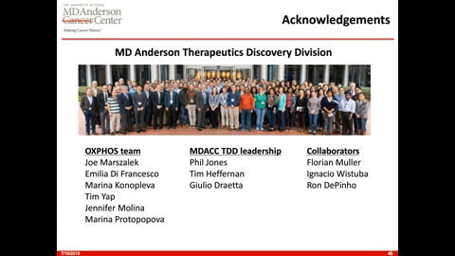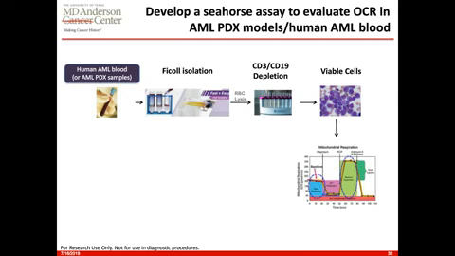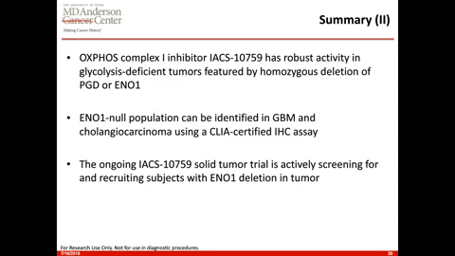And the first question is about the compound a little bit. Some questions around the specificity of this compound for cancer cells compared to non-cancer cells, and related to that, is it more specific than other complex 1 inhibitors? Does it make it a better candidate for treatment than other complex 1 inhibitors?